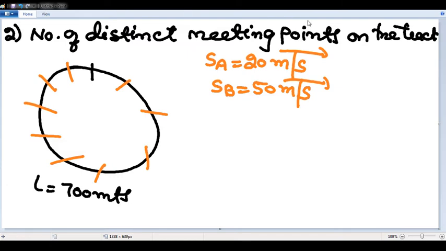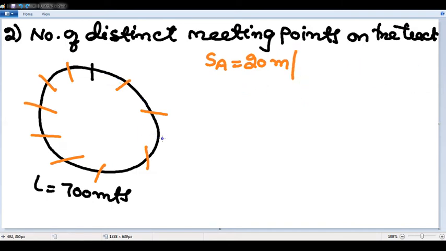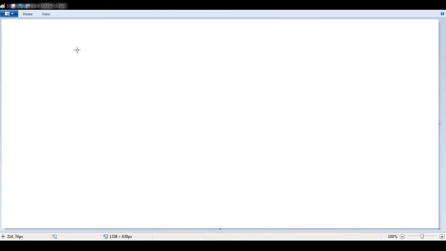SA is 20 meters per second, SB is 50 meters per second. They are meeting after how much time? 10 seconds. They are meeting after 10 seconds. So everything is divided into two equal parts. Okay, I think I should have divided the track into 7 equal parts. So I will do it again.